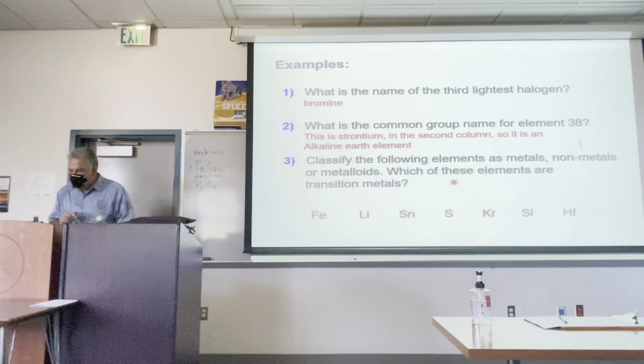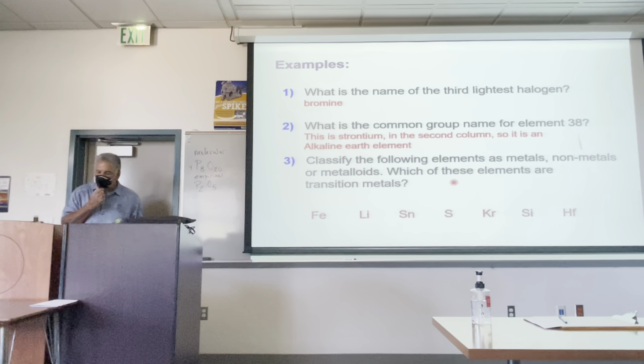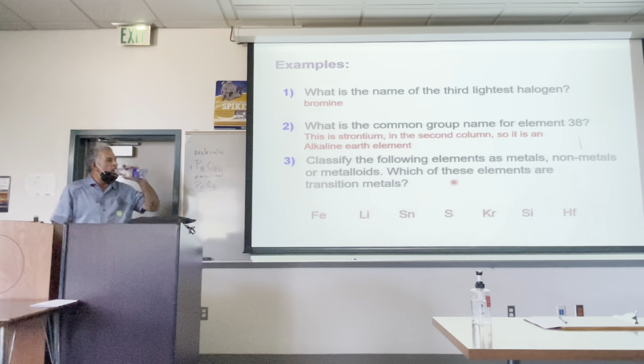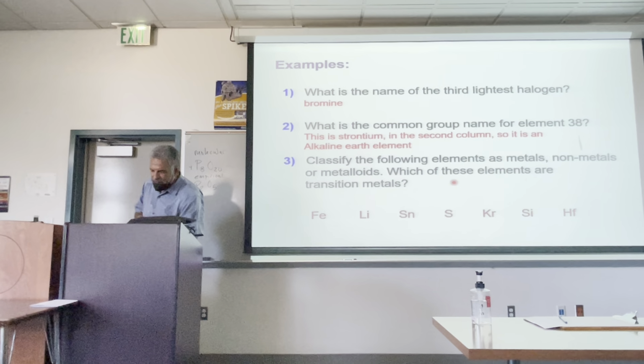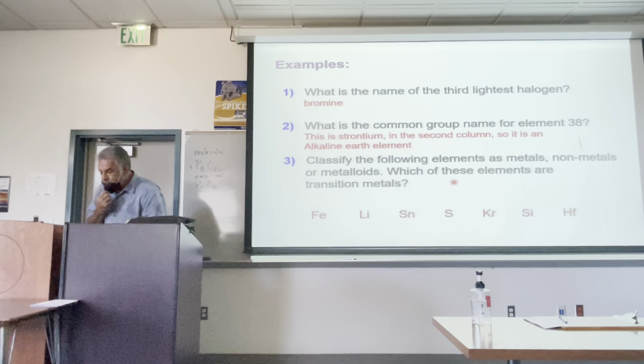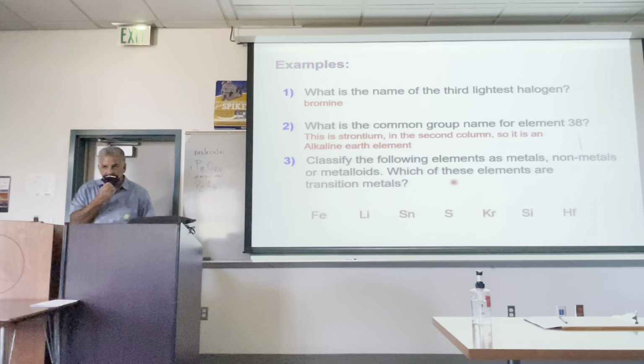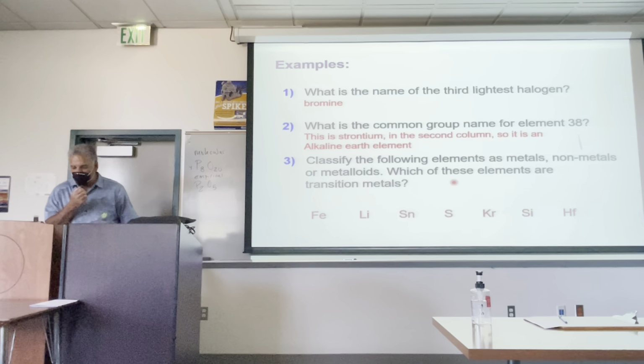Classify the following elements as metals, nonmetals, or metalloids. Iron's a metal. Which of these is a transition metal? Where is iron? It's number 26. So it's a transition metal. Transition metals, right? It's in the D block. The D block is always transition metals.